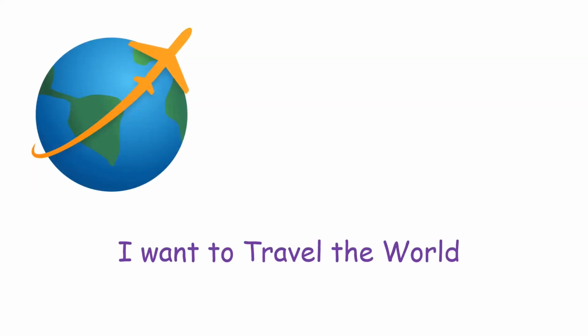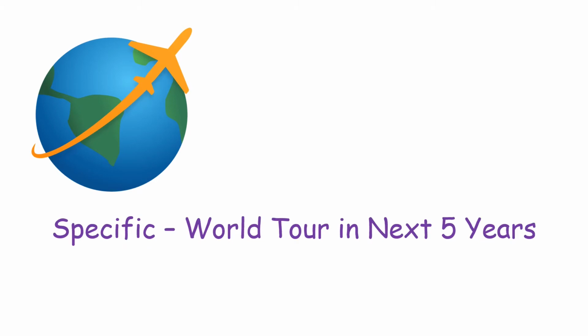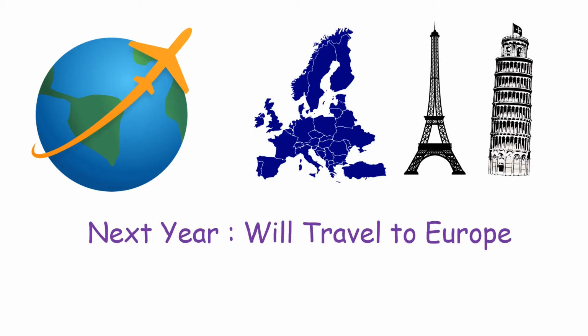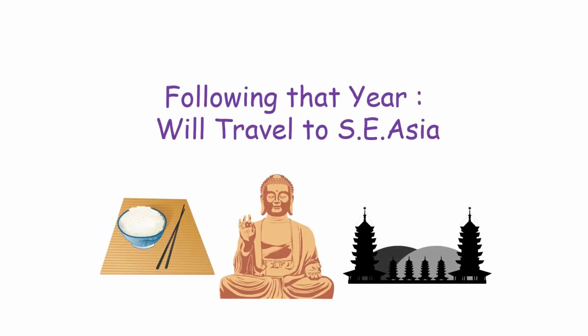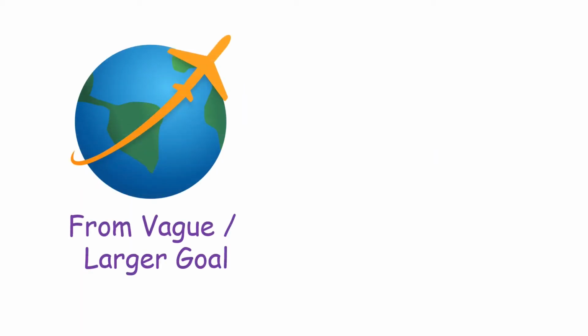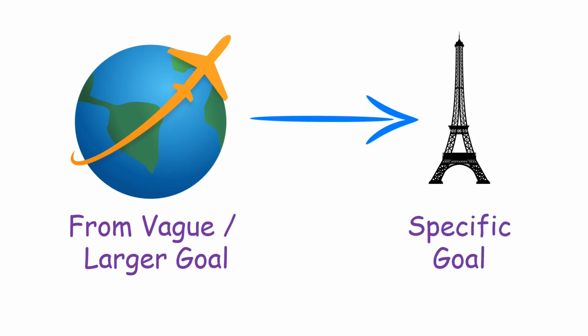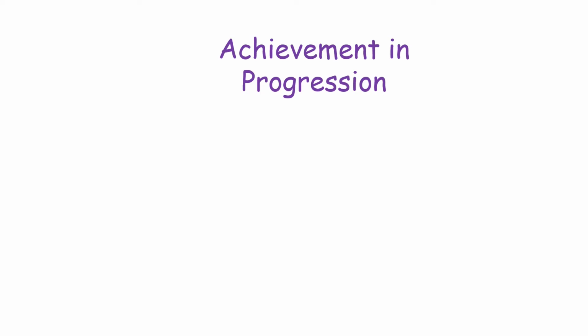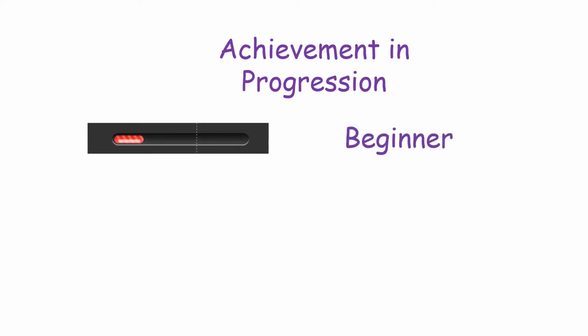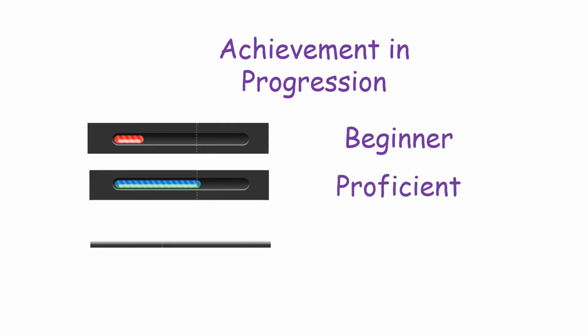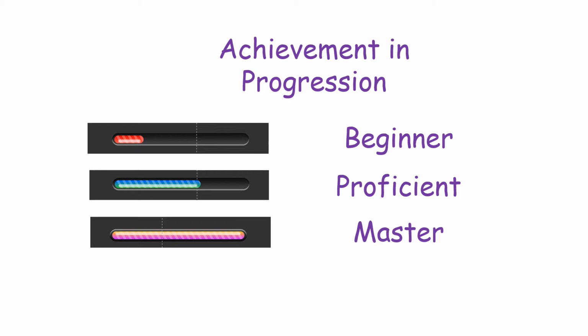Rather than saying, I want to travel the world, you can make it specific by stating, I want to travel the world in the next 5 years. Or you can make it more specific and say, next year I will travel to Europe. Following that year, I will travel to Southeast Asia. And further, I'll plan my travel for the coming years. This just took you from a vague, larger goal to a specific, actionable and time-bound goal. Many goals may get achieved in progression, like in the case of developing a skill. You progress from being a beginner to being proficient, and then to being a master. You can come up with your own milestone levels as well.